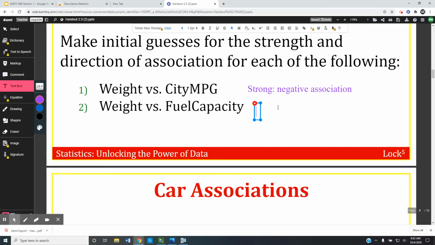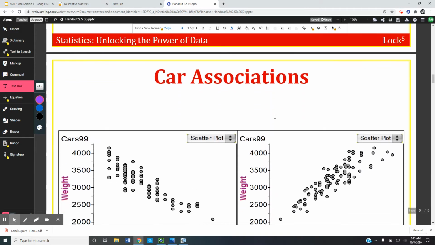So first of all, I think that this is, again, strong. And why do I think it's strong? Or do I think it's strong in a positive or a negative direction? So what do I think is going to happen to one? As I increase the weight of the vehicle, I believe that the fuel capacity will also increase. Or also at the same time, as you increase the fuel capacity, I believe the weight of the vehicle increases. So again, I think this one is a positive association. Again, thinking in terms of how will one reflect something changing on the other.